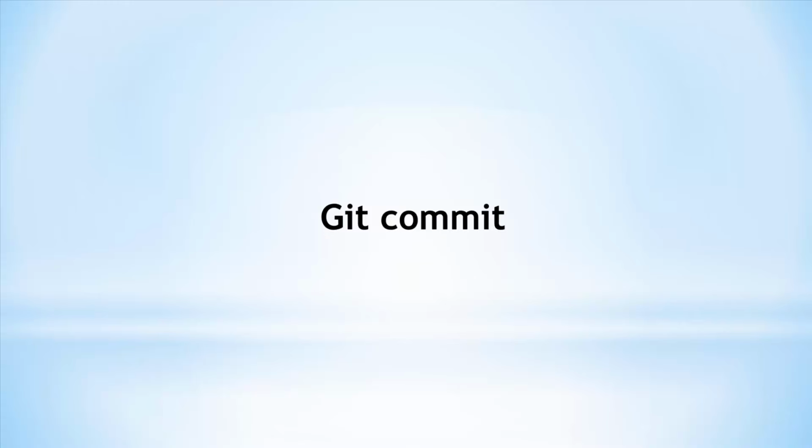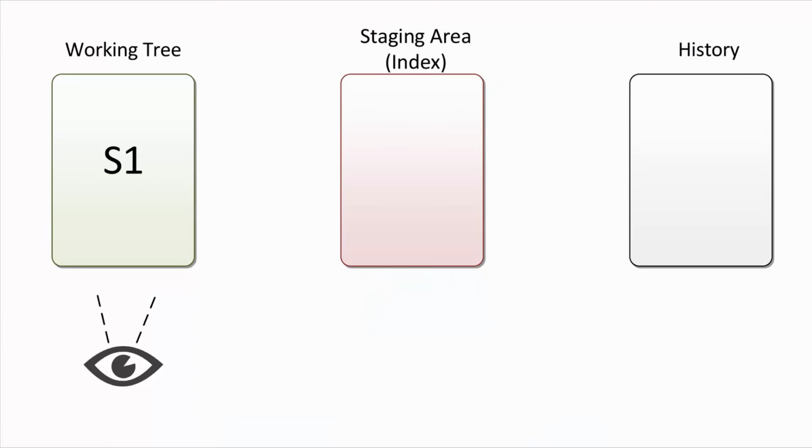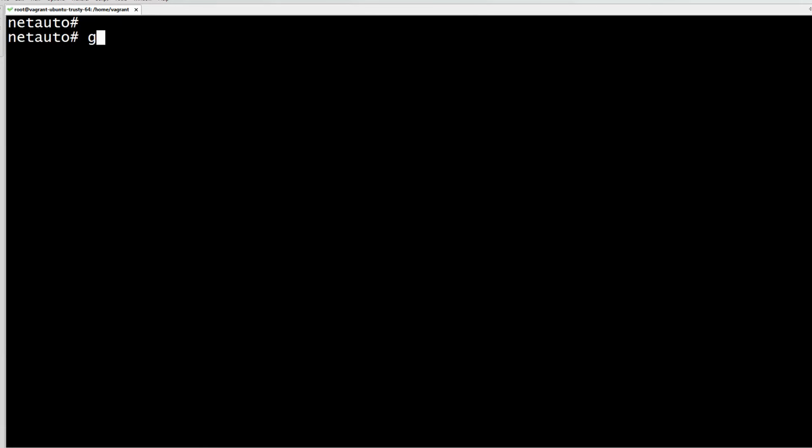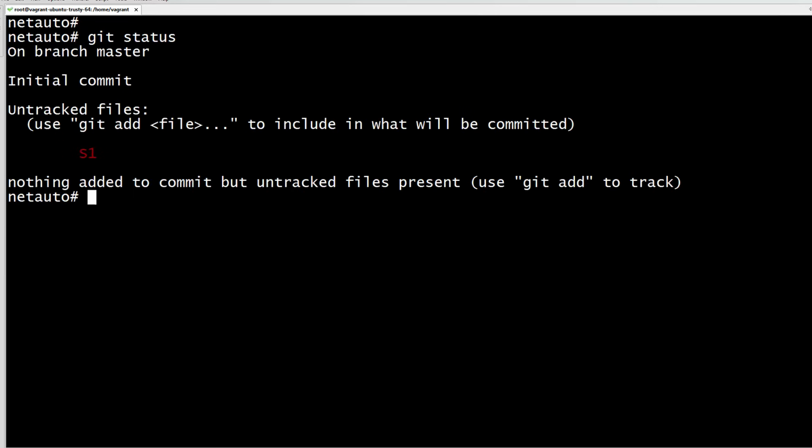Making a Git commit. In our working tree, we have the new file S1. Git will call S1 untracked since it is a new file. Remember, Git tracks changes to files over time. Git isn't doing any tracking for S1 just yet. However, it will once we add S1 to our staging area. Before we stage S1, let's run the git status command. The git status command tells us how things stand in our working tree and in our staging area.